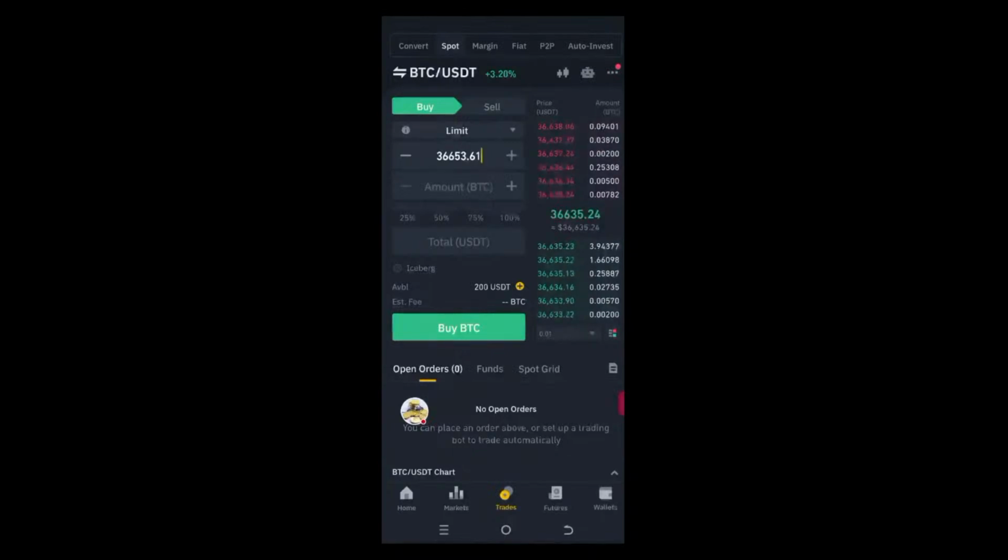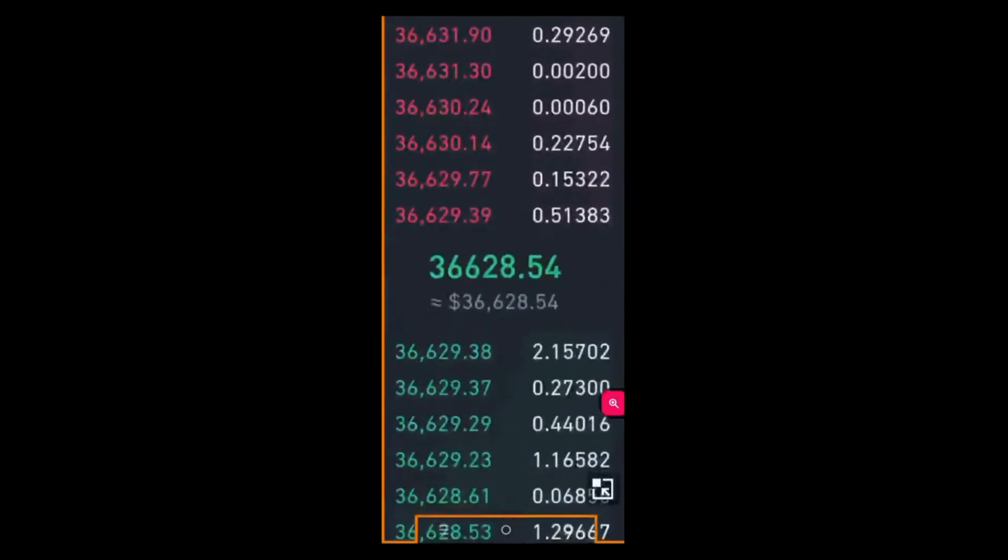Anyway, so this is the spot trading section, and of course on the right hand side here we've got the order book, right? This order book is very important.